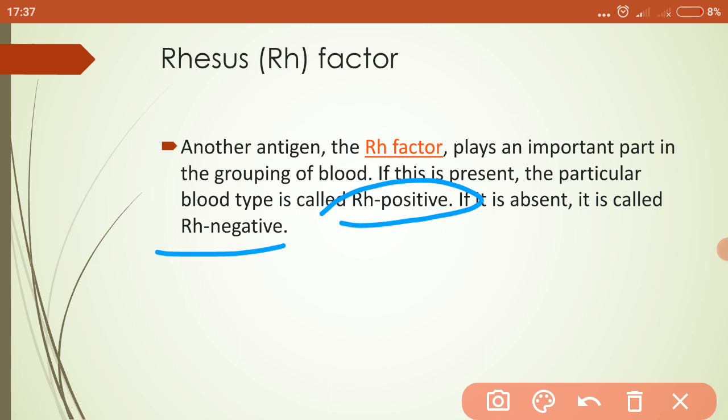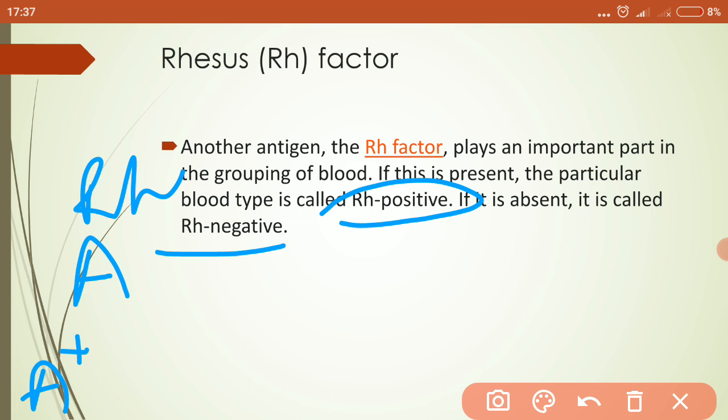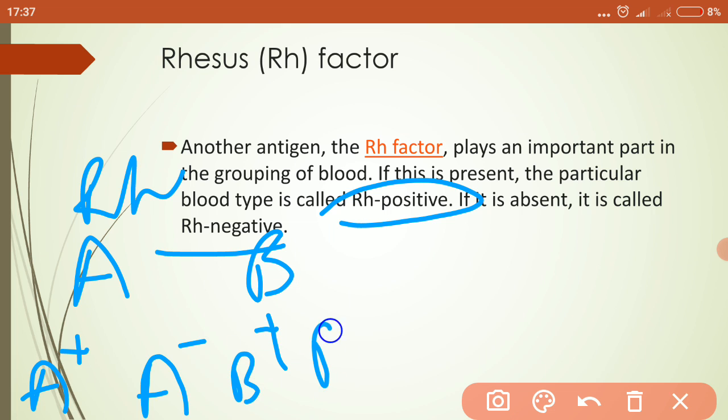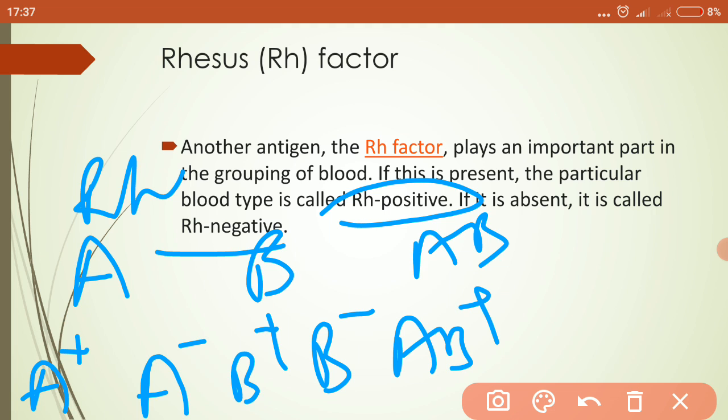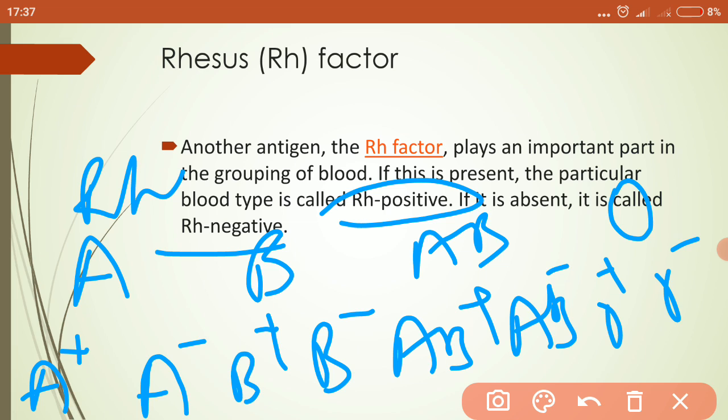So, depending upon that, we can say if a person has A antigen, that is, the blood group is A, then with A, if Rh factor is present, it will become A positive. If Rh factor is absent, then it is called A negative. Okay. Similarly, B will also have B positive or B negative. AB will also have AB positive and AB negative, and O also O positive and O negative. Now, depending upon both these types of antigen, we have 8 blood groups.